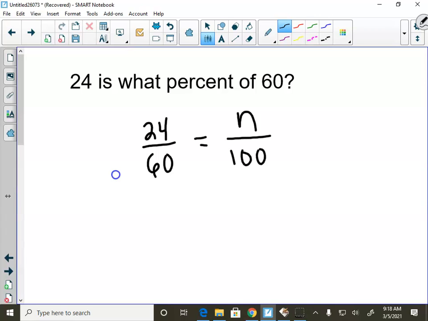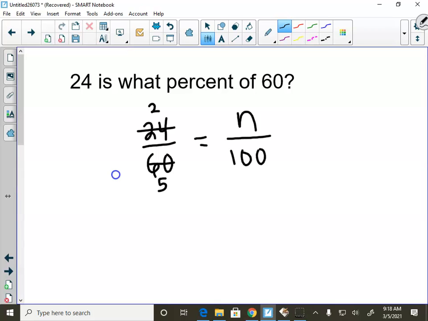And again, the 24 is the part, the 60 is the whole thing. And now we have our choice. We can find the cross products. I prefer to reduce fractions whenever I can, just because it makes the numbers smaller and easier to work with. So let's reduce 24 and 60. Hopefully you can see 12 goes into both of those. So this reduces down to 2 over 5.